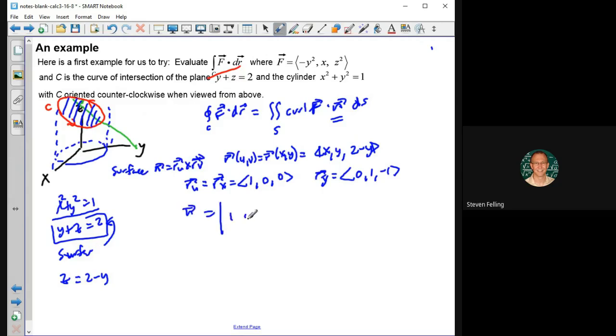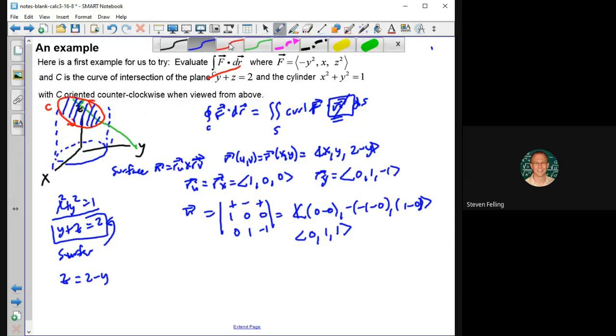So we have 1, 0, 0, and we have 0, 1, negative 1, plus minus plus, would give me the vector 0 minus 0, and then the negative of negative 1 minus 0, and then 1 minus 0. Okay, so that's going to give me 0, 1, and 1. Okay, that's my normal vector. So I've got this much now.